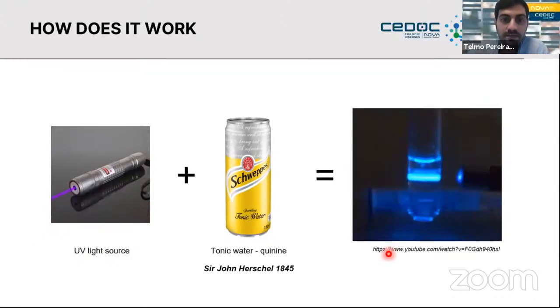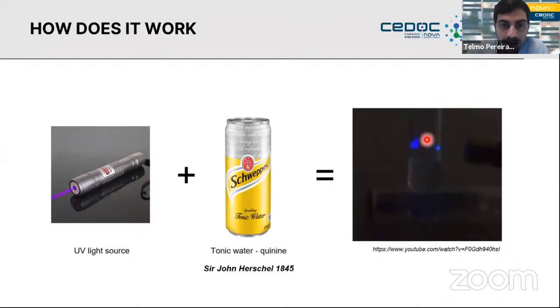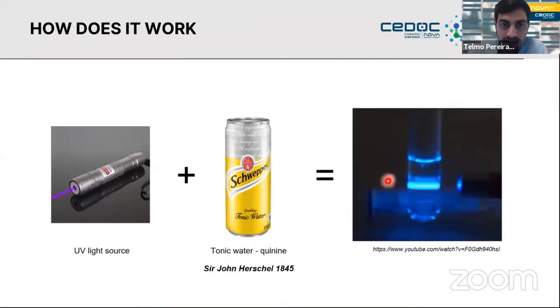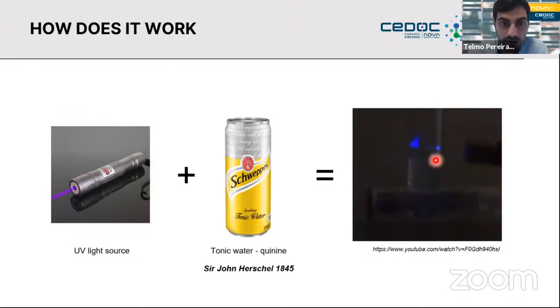Try to play it again. One thing that you can see is that this light here has a different color than the light that is being emitted by the fluorophore, which in this case is the quinine molecule.